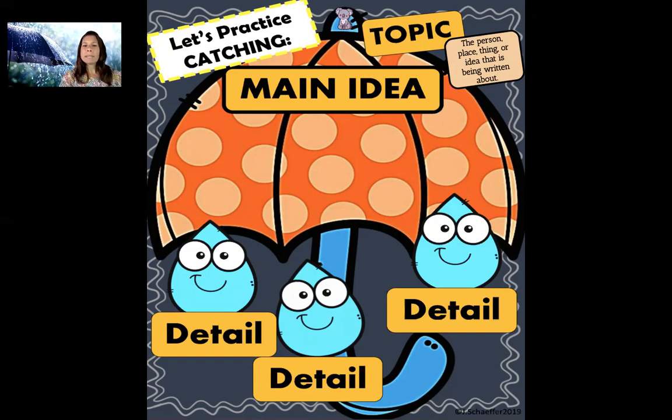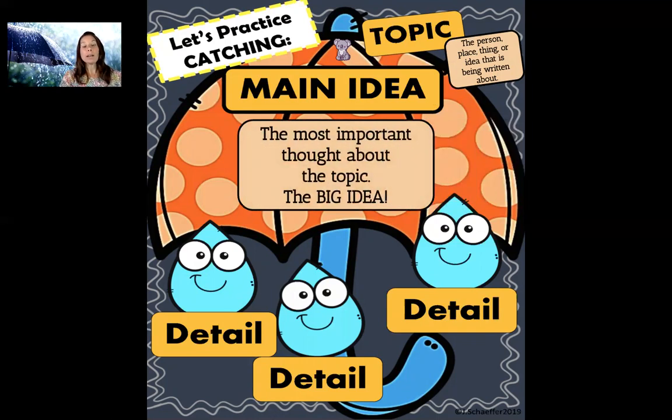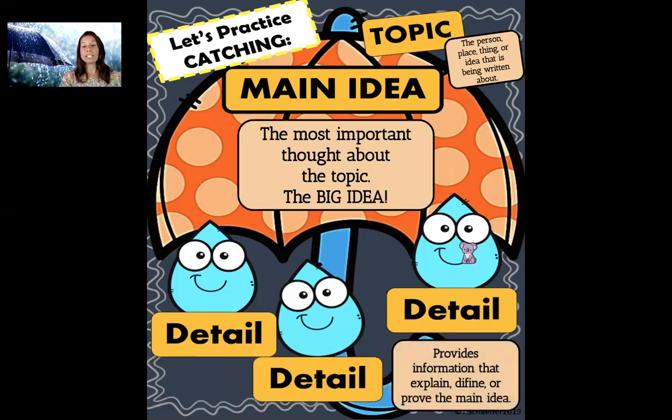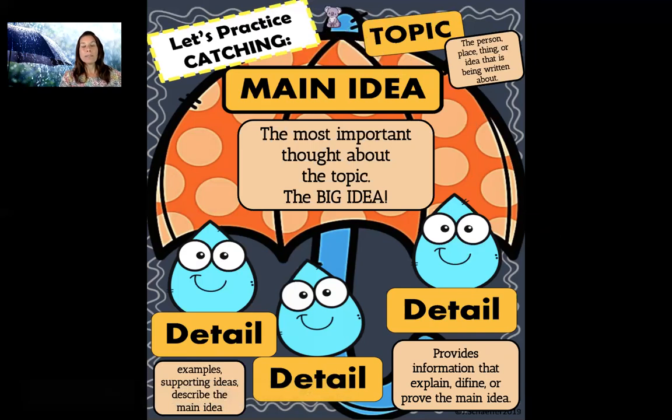Now, what is the main idea? Now, the main idea is the overarching idea. So the big idea. The main idea is the most important thought about the topic. It's the big idea. That's why it is the umbrella. It is the umbrella because the details underneath are the raindrops, and they provide information or explain, define, or prove the main idea. They are also examples, supporting ideas, describe the main idea. So that's why I picked an umbrella, because the main idea is the nice big idea, and then the details come underneath. And the topic is the thing on the very, very top.